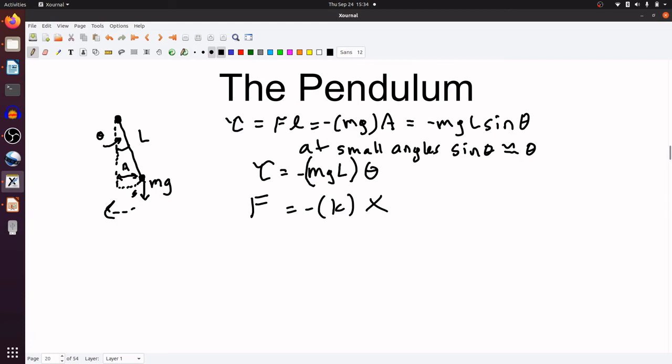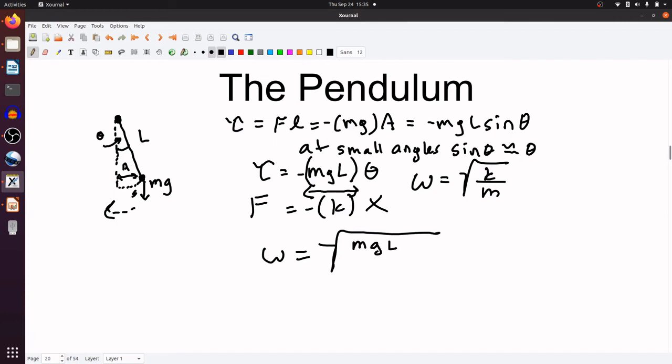Like, for example, we know that earlier I showed you that omega is equal to the square root of k over m. And so you can think of it as this being your k right here. And so I can say, okay, well, that's the square root of mgl. And since we're rotating, this one was linear, the F equals negative kx, so this one's rotational. And so your m becomes an I, or rotational inertia.